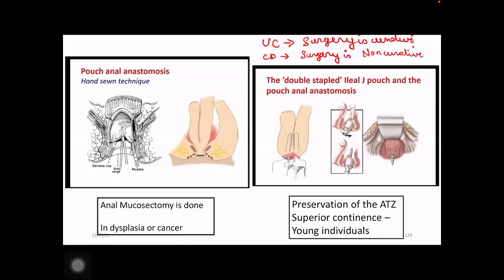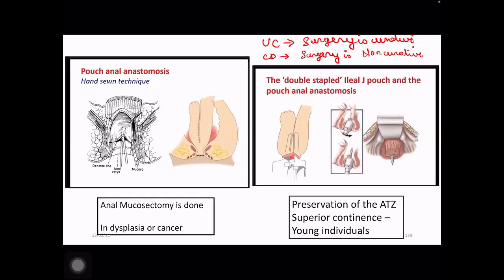Whenever you're doing surgery for Crohn's disease, you just try to concentrate on only the portion of the bowel which is affected. Whereas if you're operating on a patient with ulcerative colitis, the surgery of choice is total proctocolectomy with ileal pouch anal anastomosis. Fine. So that is the surgery for ulcerative colitis, which is curative.